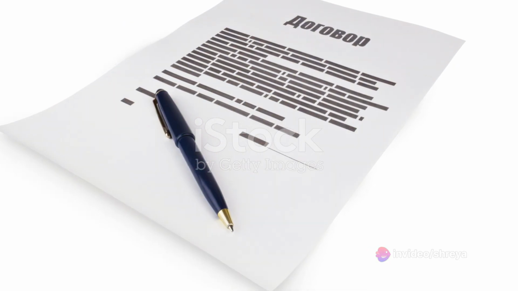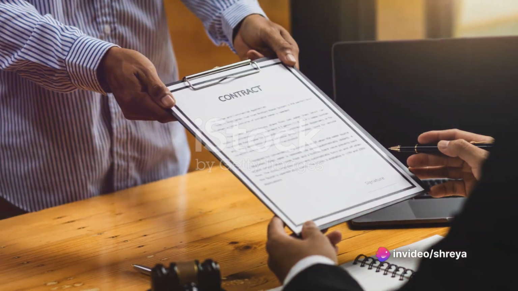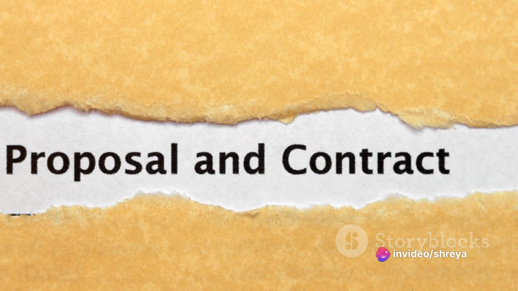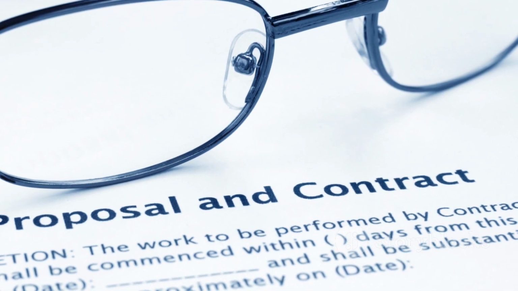Next we have promise and acceptance. A proposal, when accepted, becomes a promise. Simple enough, right? Then we meet our key players, the promisor and the promisee. The person making the proposal is called the promisor, and the person accepting the proposal is called the promisee.